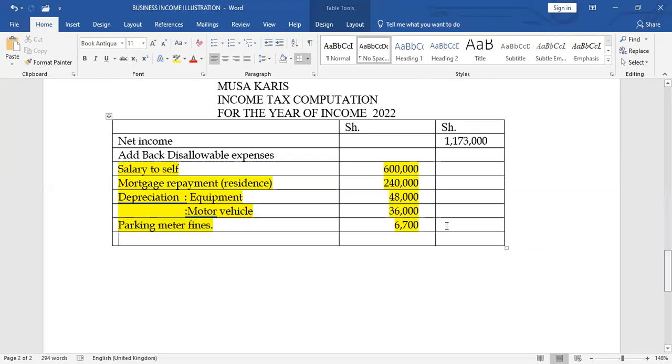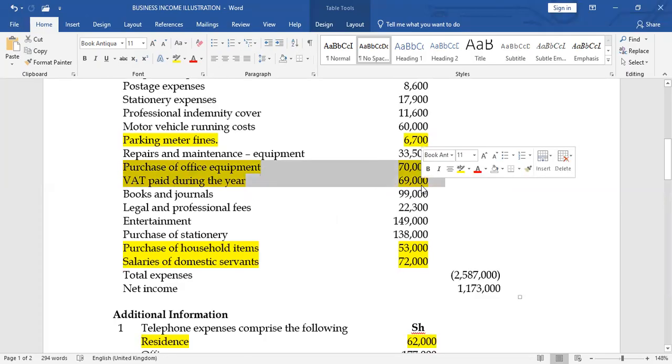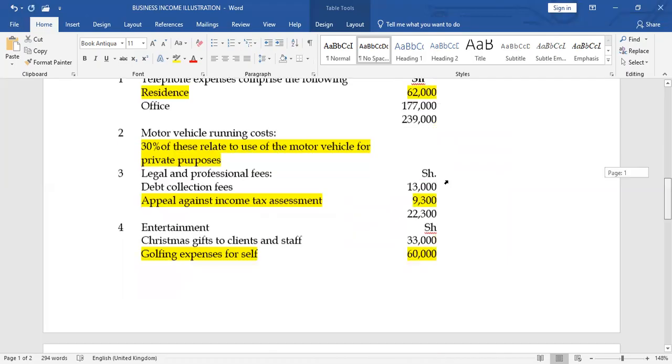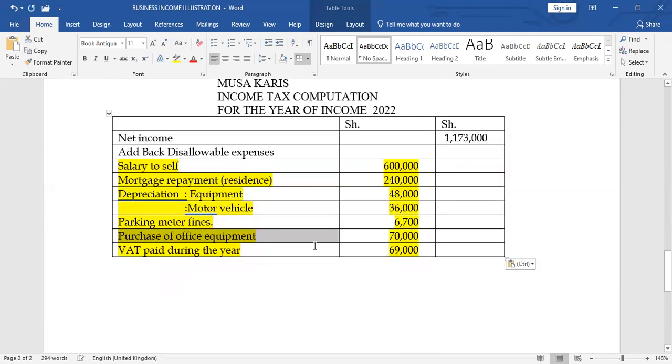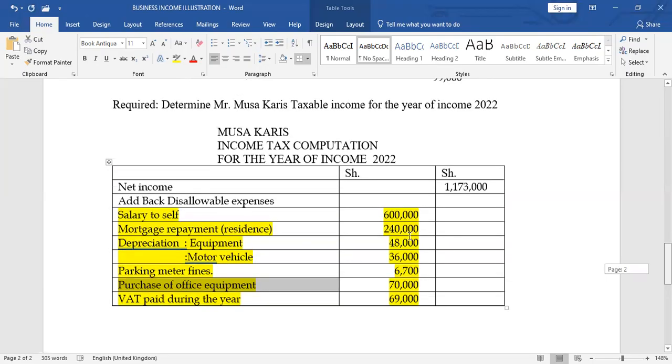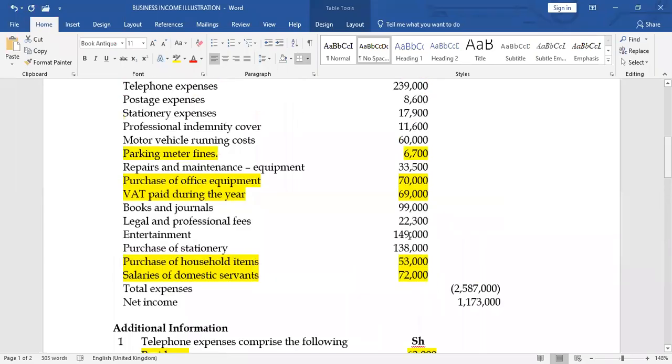We are picking our disallowable expenses and adding them there. I pick these two. Can you see how life would be easy if you are allowed to do your exams using a computer? We also waste a lot of time writing.